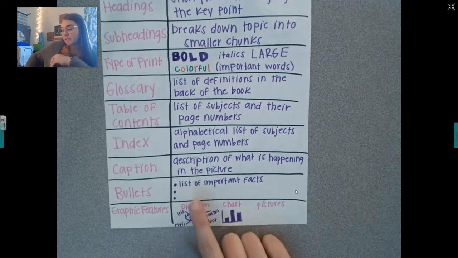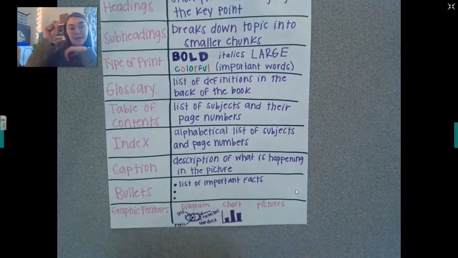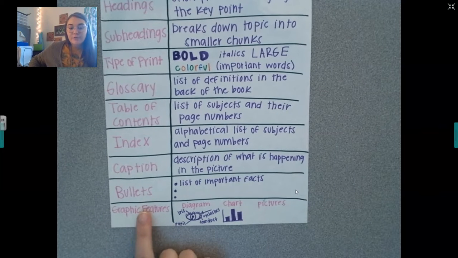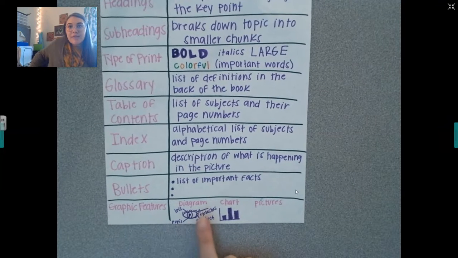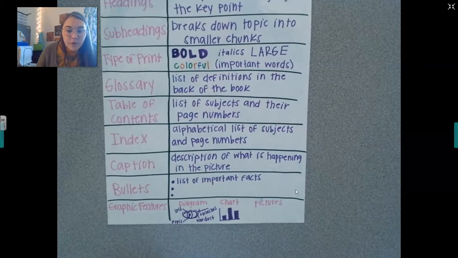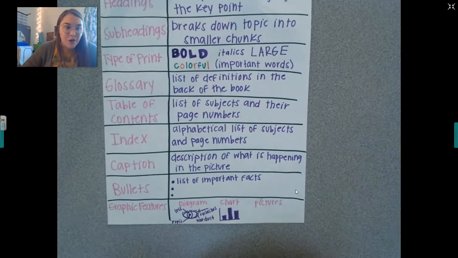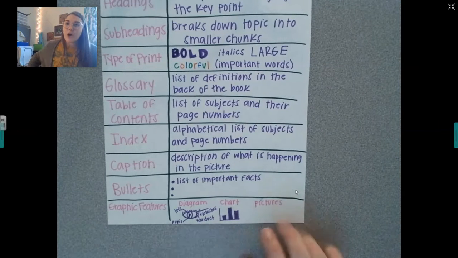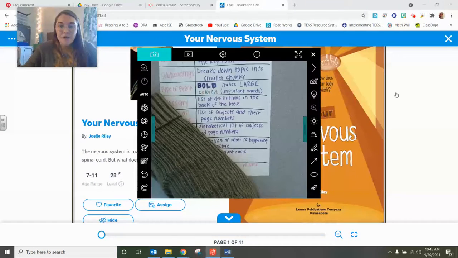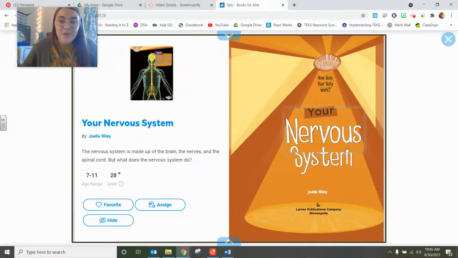Next, we have bullets. Bullets is like a list of important facts, and they bullet point it, like little circle black dots. And then we have different graphic features like a diagram, and that is when you put arrows to certain parts of the book and they label it for you. Sometimes they have maps and charts to show you different data, and almost always they have pictures and images in books. So now that I've told you a bunch of just randomness, I want to show you what these words actually look like in a book.